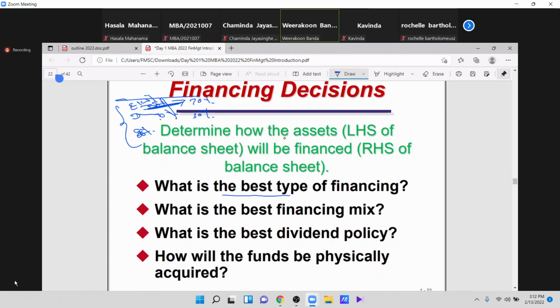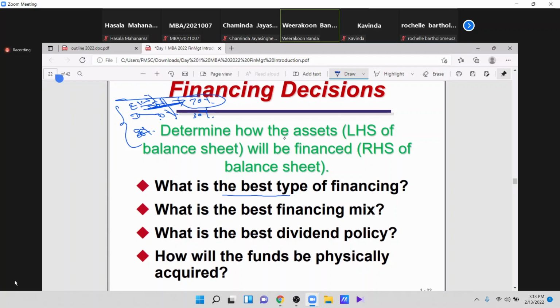If you maintain the best type of financing, it is equity capital. Likewise, we can argue for partnerships and for the sole proprietorship. The first point is that we have to decide what is the best type of financing. Depending on their nature, we can decide what is best.